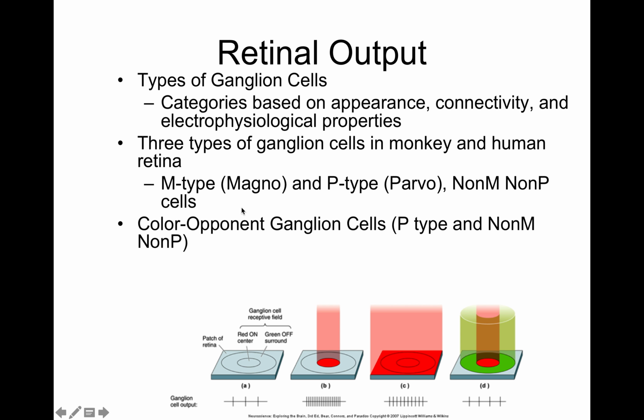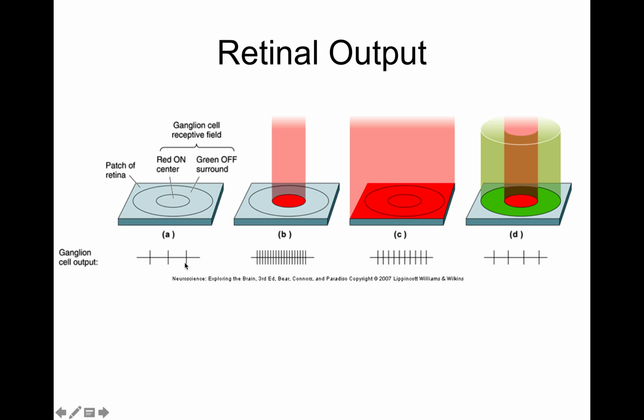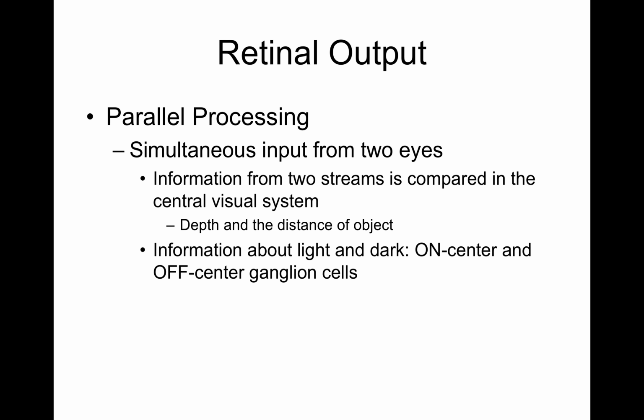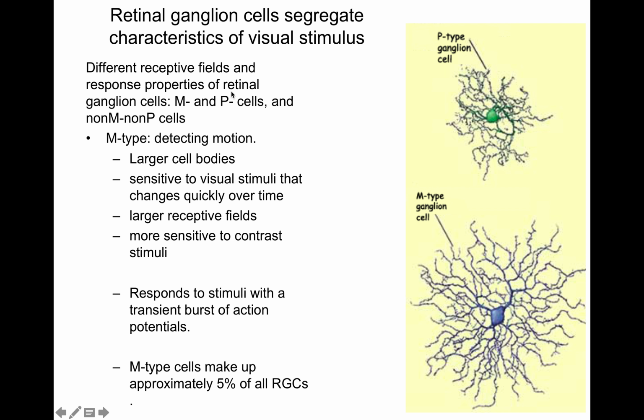And so we have multiple types of ganglion cells, and we'll talk about those differences in more detail. But magno and parvo and non-M, non-P cells are the major types of descriptions for them. And then we have these color opponent ganglion cells, which represent parvocellular non-M, non-P cells. So let's dig into some of that and think about what these different types of cells are.